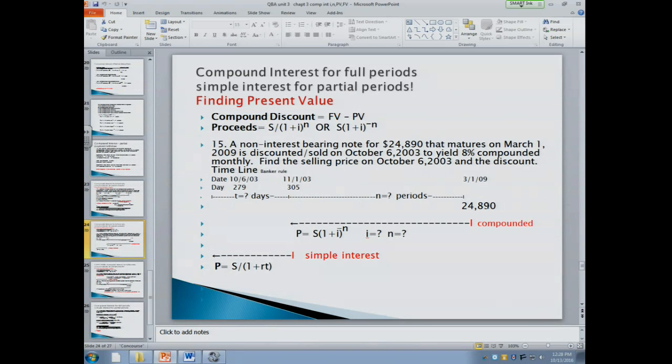This is compounded monthly, so we're going to come back and determine the number of periods, the number of months between March 1st and 11/1/03. So I want you to pause it, see if you can calculate the total number of full months. I is 8% divided by 12. And then, once you get full months here, this is part of a month.